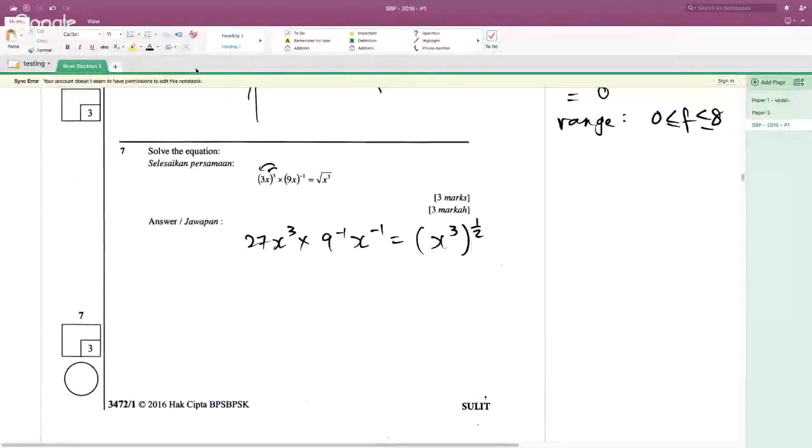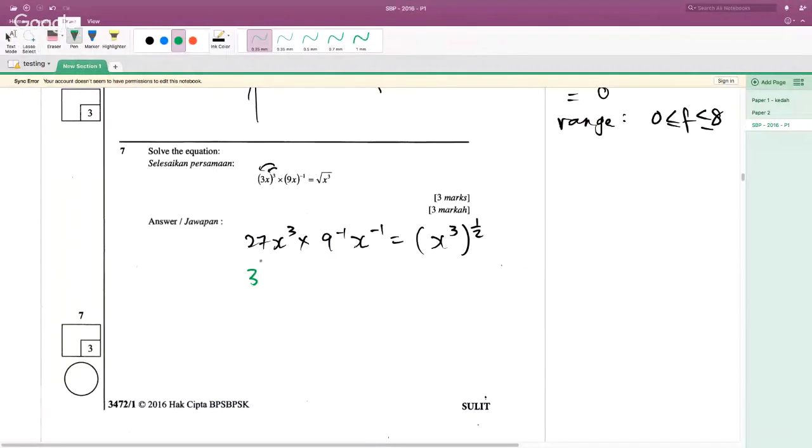Okay, actually this one I shouldn't change. I should leave it in 3 power of 3. And then this one is x power of 3. And then multiply 3 power of 2. So multiply negative 1, negative 2, x power of negative 1. So equals to x cubed over 2. I mean 3 power 3 over 2.